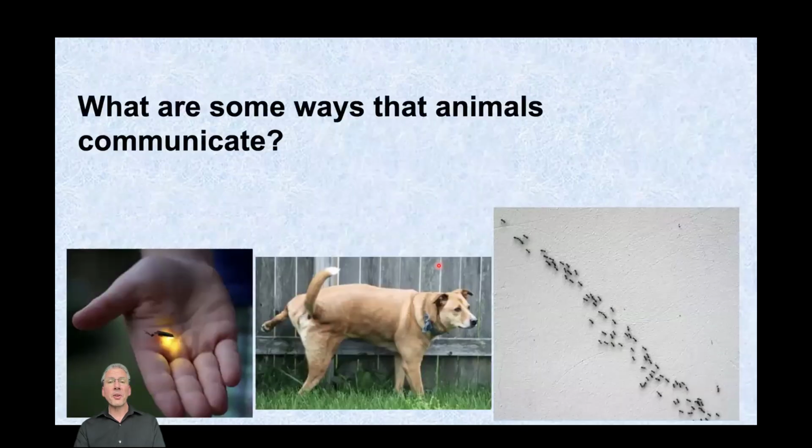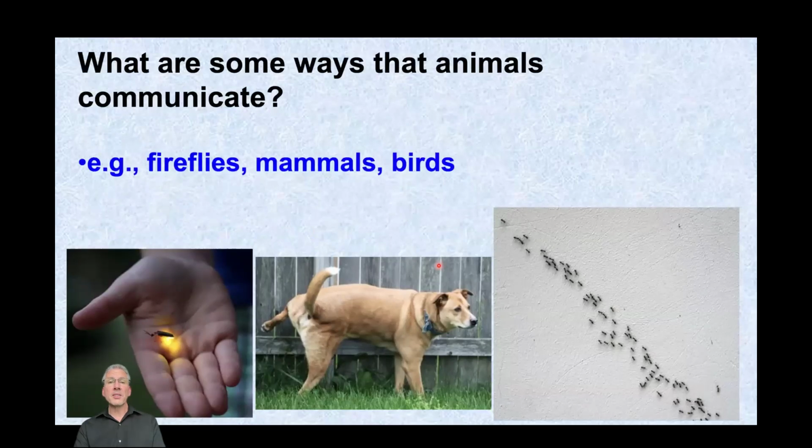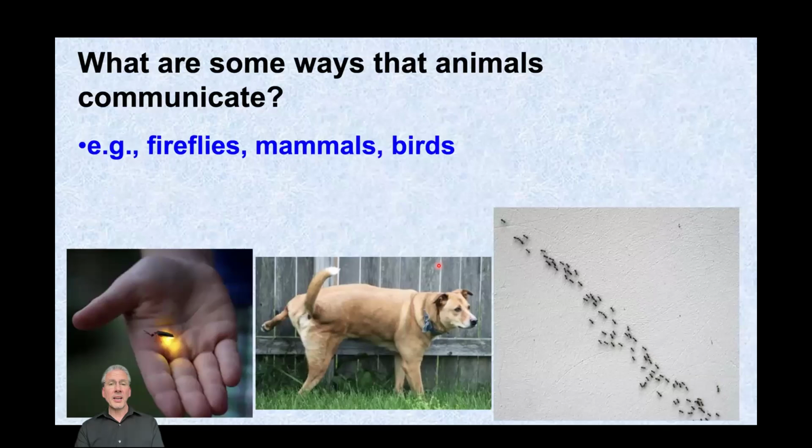There are, of course, also various ways that animals can communicate with each other. Just as a few examples, fireflies or lightning bugs. Often you see these flashing at night in the summertime. What are they doing? Well, they're actually communicating with other fireflies in an attempt to find potential mates. Mammals, of course, use a variety of ways of communicating. Sometimes it might be scent or sound, or even body language.